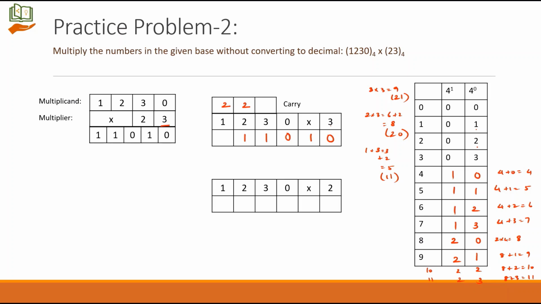Now the second value: 1230 into the multiplier 2. This part. 0 into 2 is 0. 3 into 2 is 6. What is the representation of 6? It is 1, 2. So 2 is placed here and 1 is placed here in the appropriate carry place. So what is 2 into 2? It is 4. 4 plus 1 is equal to 5. What is the representation of 5? It is 1, 1. So we will have 1 here and 1 here.